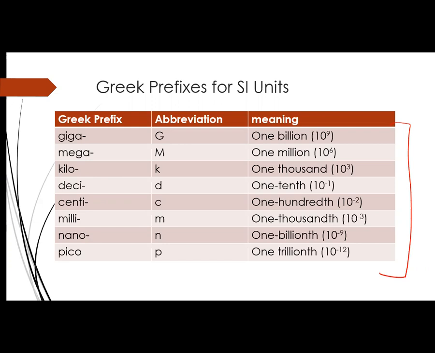So that way, if I give you 3,000 gigajoules, we should be able to break that apart. We should know that this G stands for 10 to the 9. That's 3,000 times 10 to the 9. And then we would have our base unit, which would be joules.